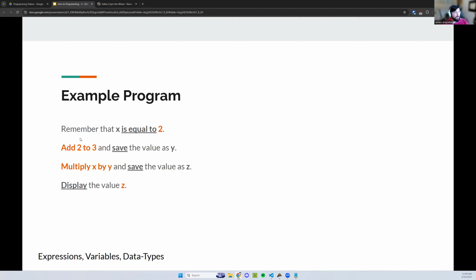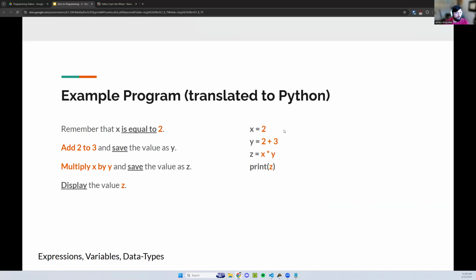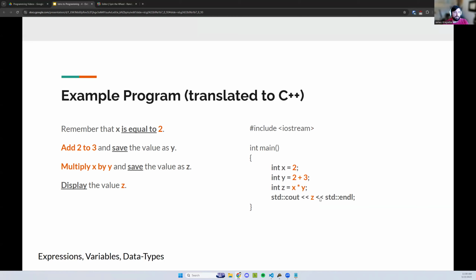In fact, here's an example one in English. Remember that x is equal to 2. And again, I went into this in a lot more detail in the last video, but just to show that we can take this English program and translate it into Go, which is the language we're going to be using for this series. But we can also translate it into Python, see what it looks like, translate it into C++ and see what it looks like. C++ is a bit more of an older language, so it looks a little bit more complicated than some of the newer languages that we're used to.